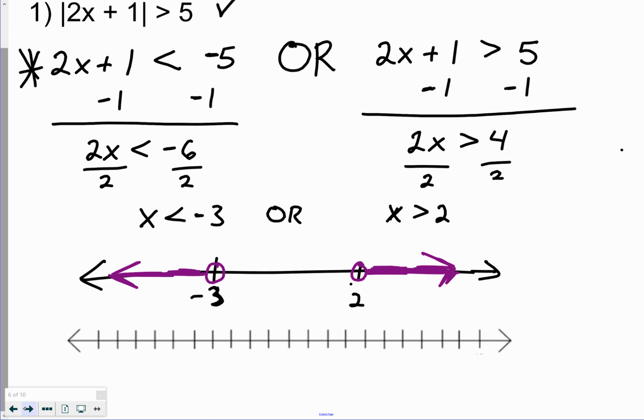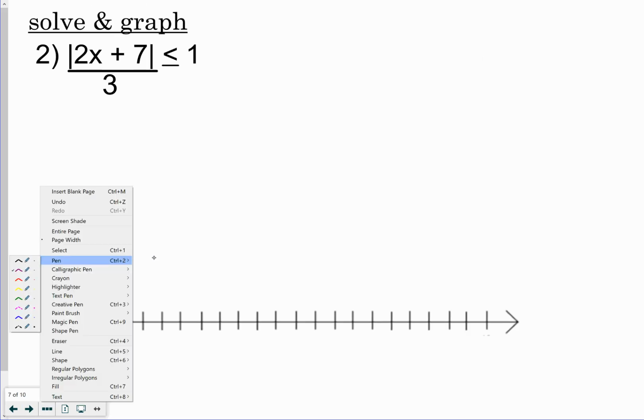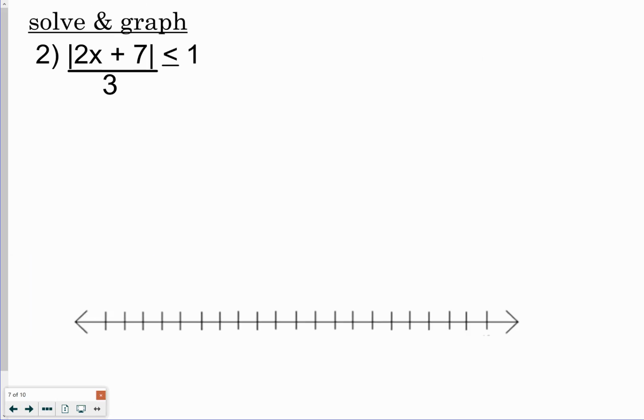Let's do the next one. One more all together, and then you're going to try 6 of them. Okay, number 2 says the absolute value of 2x plus 7 divided by 3 is less than or equal to 1. So that first thing I have to make sure is the absolute value by itself.